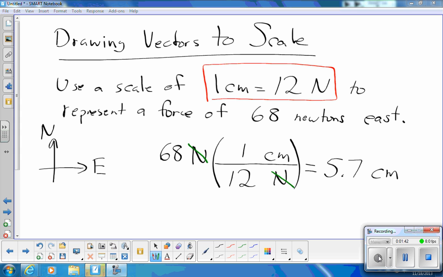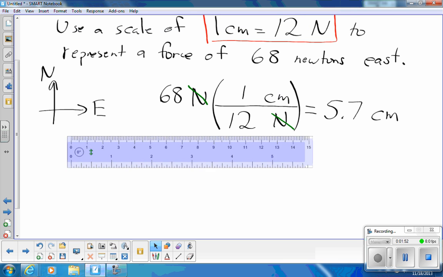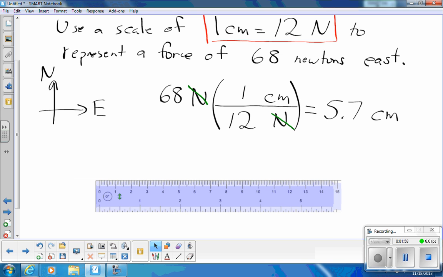Okay, so the next thing I do is I need to get a centimeter ruler. I have one right here, and I'm going to point it east. So that's already been done. The ruler is pointing from west to east, and I'm going to draw a vector that is 5.7 centimeters long.